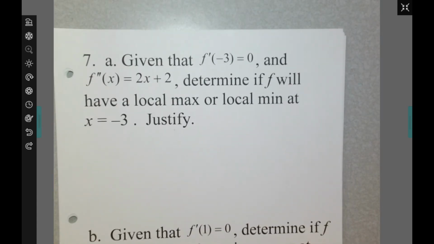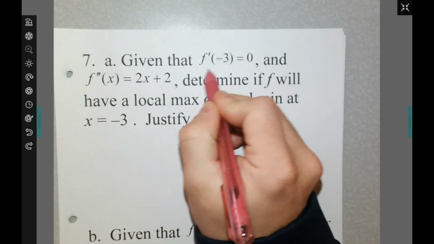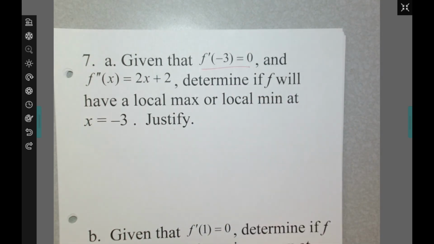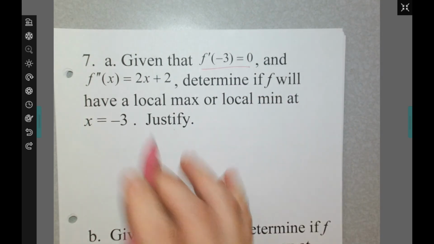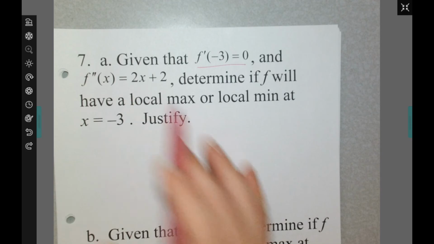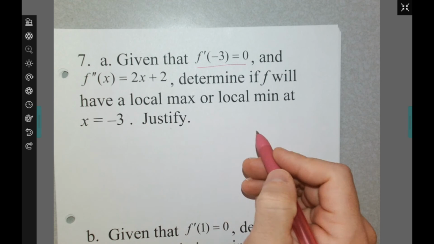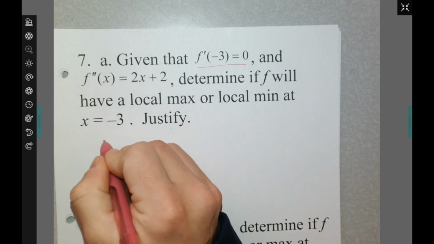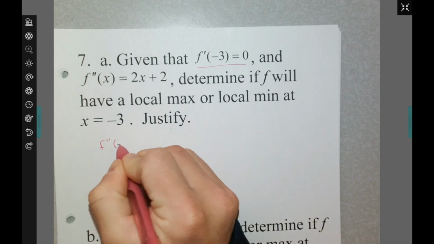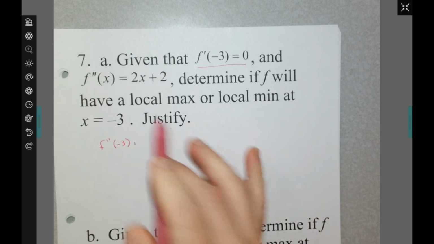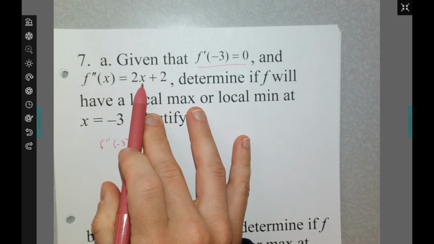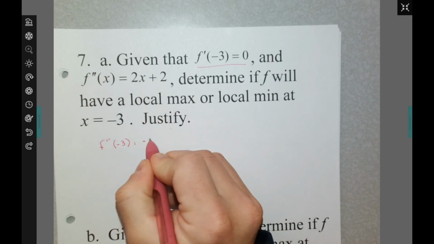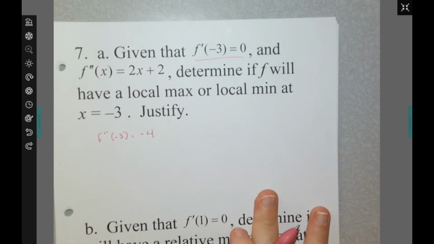So number 7 is just a basic one to show us what's going on. Given first derivative 0. Okay, cool. We've got that going on. Second derivative is given by the function 2x plus 2. We want to determine whether there's going to be a local max or min. So let's plug negative 3 into my second derivative. 2 times negative 3 is negative 6, plus 2 is negative 4.